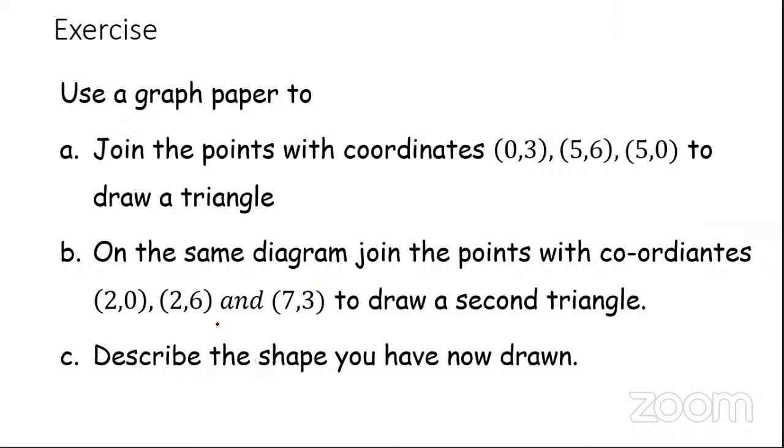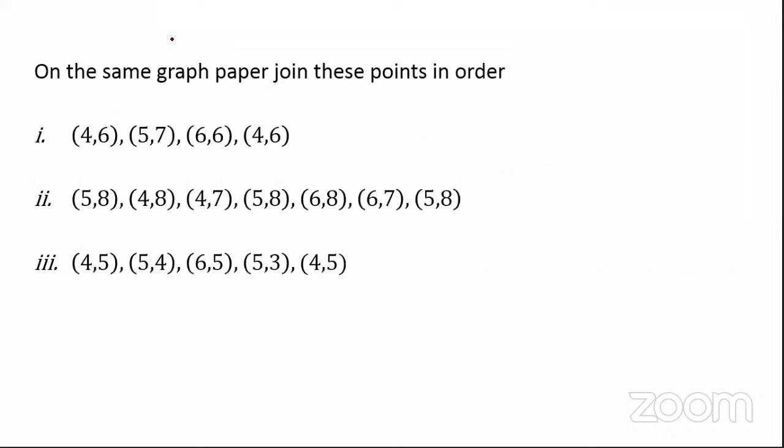Then after drawing this triangle, you give a description of the shape that will now be formed. Is that okay? Yes. Then from there, you get another graph paper. And so for each of these, you plot and join. So this on its graph paper 1, graph paper 2, then graph paper 3. Okay? So you plot and then join those points.